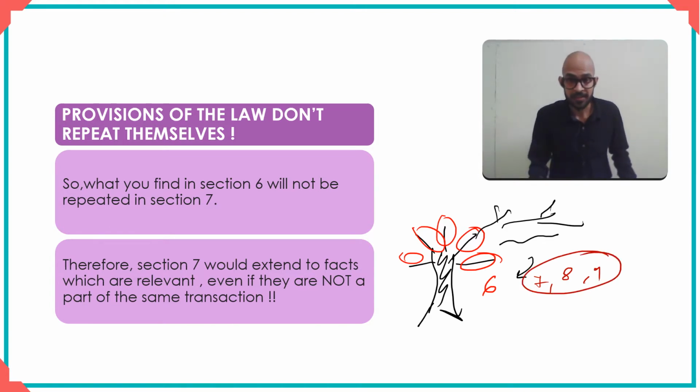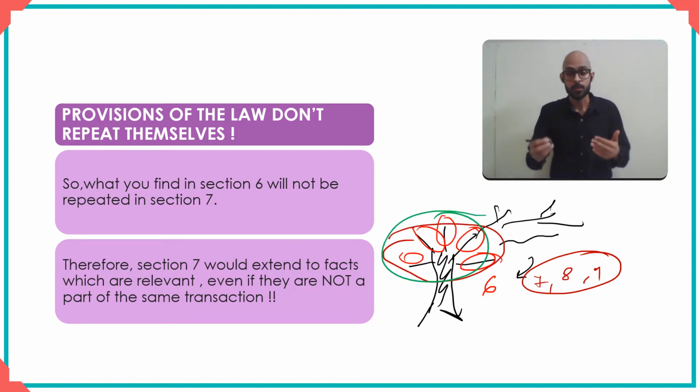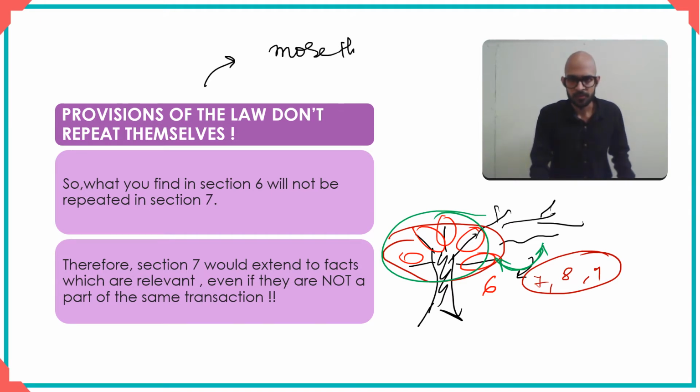So we understand that section 6 is confined to only those things which form a part of the same transaction. When we want to go further away, then we look at some other sections, right? Now you might understand that something might fall under both of these, right? It might be a part of the transaction and it may fall under another section. So you must know that sometimes facts may be relevant under more than one section, right?